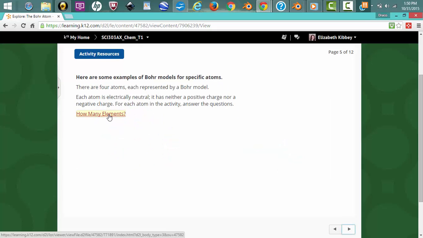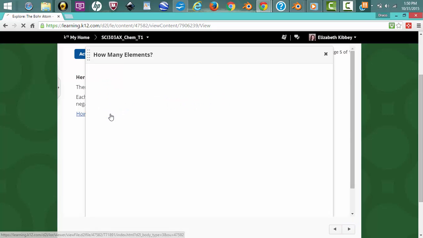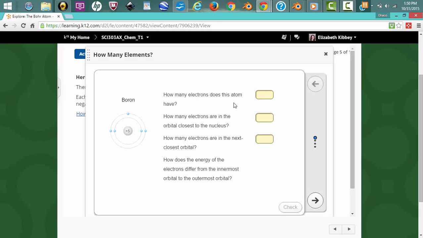Here are some examples of Bohr models for specific atoms. First element: boron. How many electrons does the atom have? We can simply look at it and see there are 5. How many electrons are in the orbital closest to the nucleus? If we look, that would be 2. How many electrons are in the next closest orbital? Well, that would be 3.